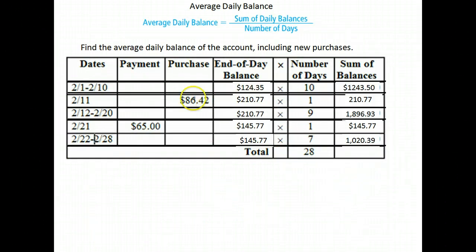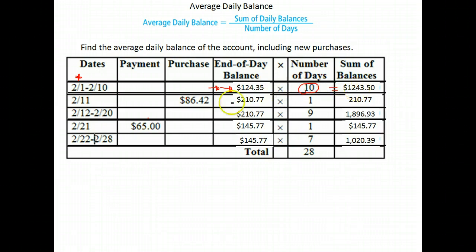Okay, in this question, again, find the average daily balance of the account. This is given in a different form. This time they gave a statement. So notice over here are the dates. These are the days. And as you go across, it gives you the end of day balance and any purchases or payments that were made. We're trying to find the sum of the daily balances. So it's nice here that they said the balance was $124.35 for 10 days, and they totaled that for us.